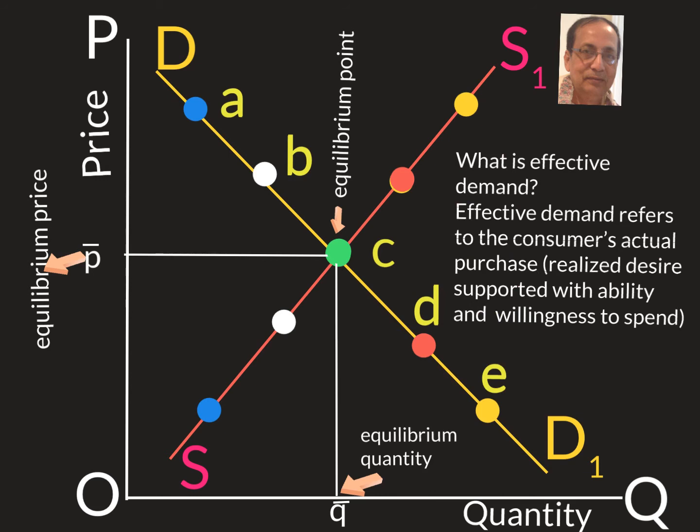Now we understand what is effective demand. Effective demand refers to the consumer's actual purchase. That is, the realized desire supported with ability of the consumer and willingness to spend.